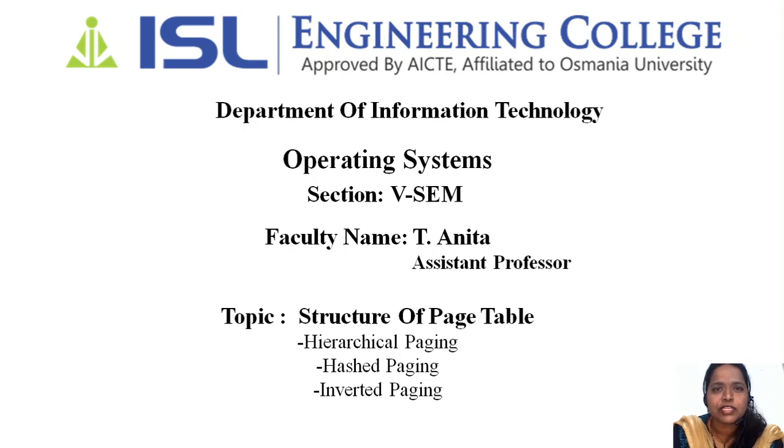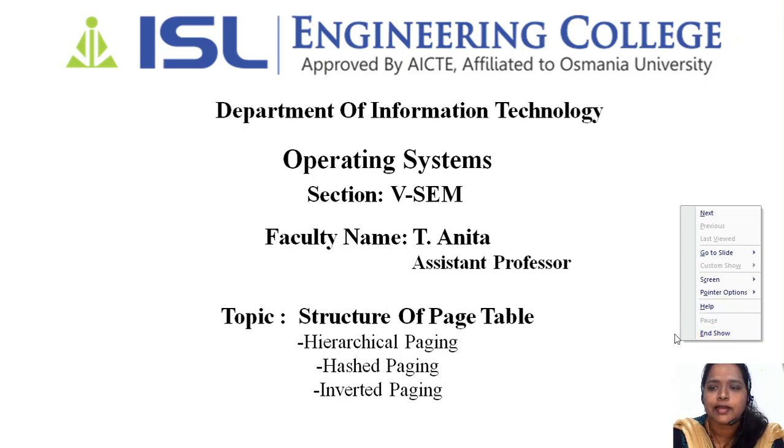When the term says multi-level, in that multi-level we are going to have two-level paging and three-level paging. The second one is hashed paging, and the third one is inverted paging. So these are the three different page table structures. In this class we are going to see all three structures of page tables. First we are going to start with hierarchical paging.